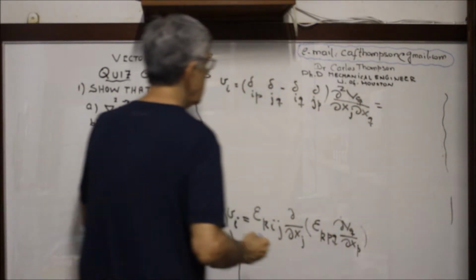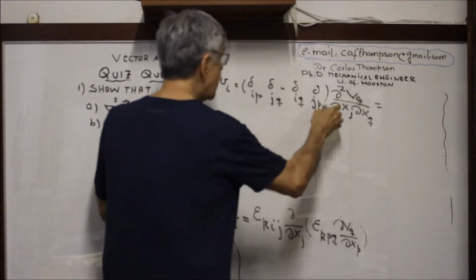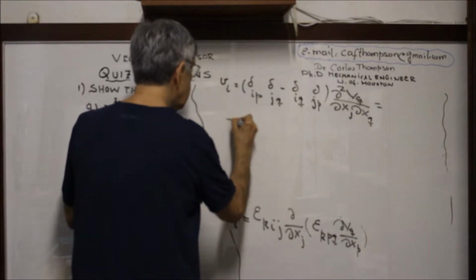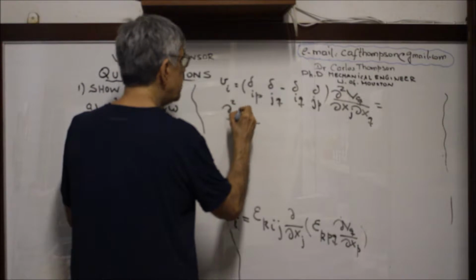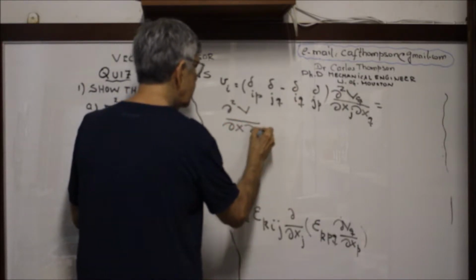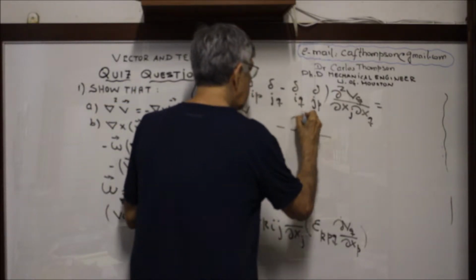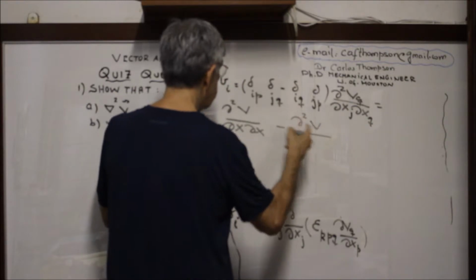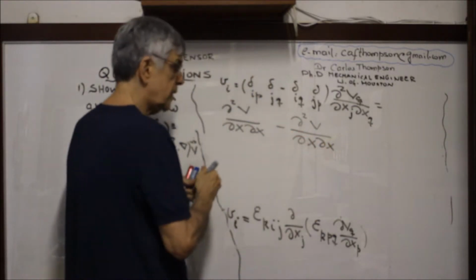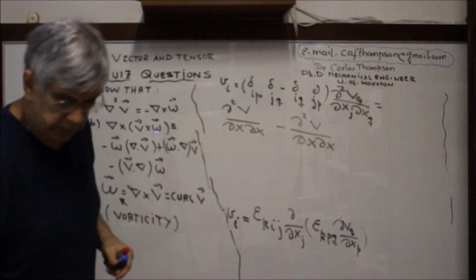This is equal. Now I'll have two terms over here. Okay, let's first do this, apply to that. So I'll write down here the second derivative of V, partial derivative x and x, minus the second derivative, partial derivative, x and x. See? Now, let's do this.